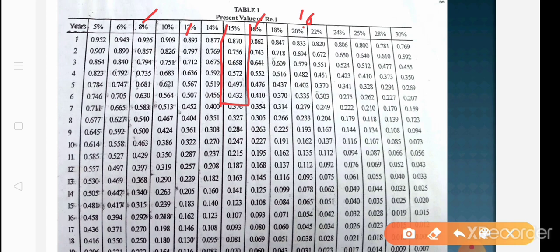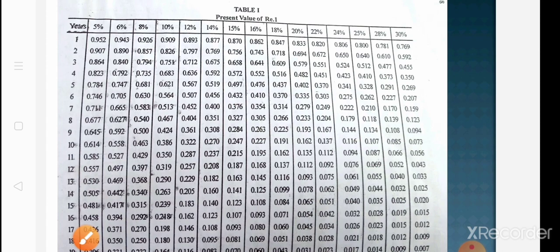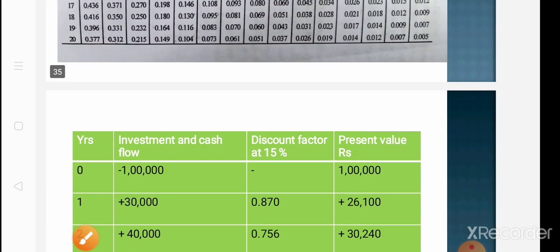Here, the inflows were generated till the fifth year. So this is the year, and these are our present value factors. So you can check at a 15% discount rate what will be the present value of the first year, second year, third year, fourth year and fifth year. Like that you want to check it. Then we are moving toward this calculation now.